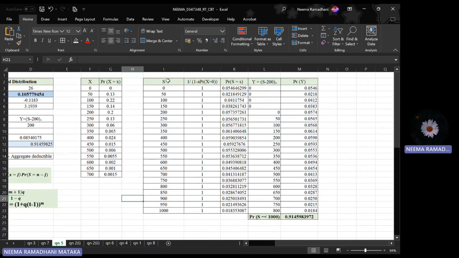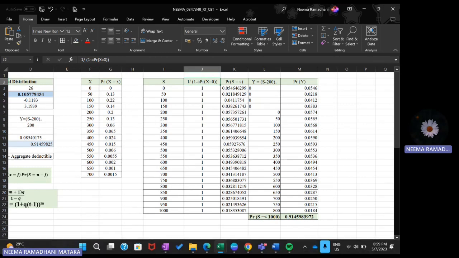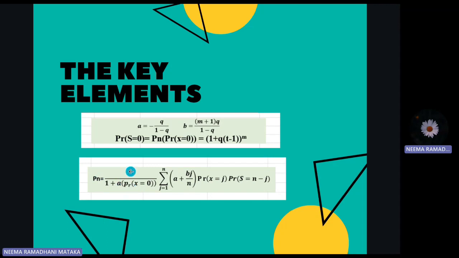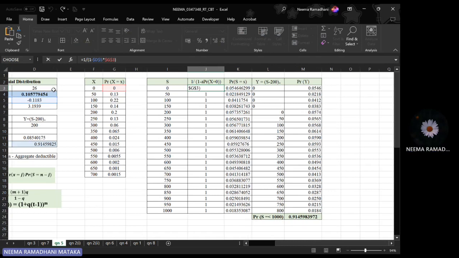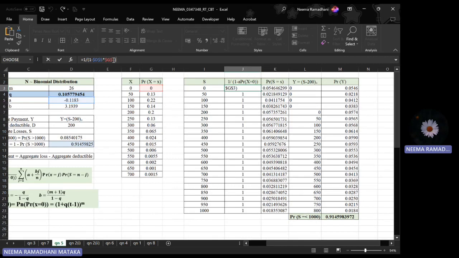So I created a table with the S column, the aggregate losses, up to 1,000, because that's the only aggregate losses I'm going to use. And then there is this column here, which is the first part of my equation, the 1 over (1 minus a times the probability of X equal to 0). I created this table here, and this is 1 divided by 1 minus D5, which is my a, times G3, my probability of 0. So that's the formula for that first cell. And then I just dragged it down to get this result. The next column is my probability of S equal to s, the probability of aggregate losses.